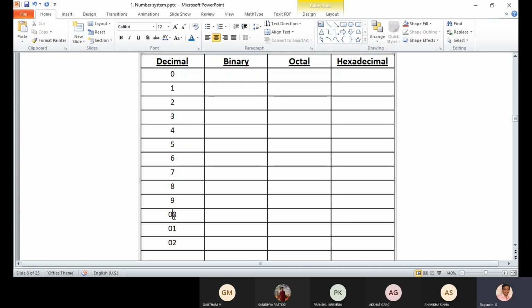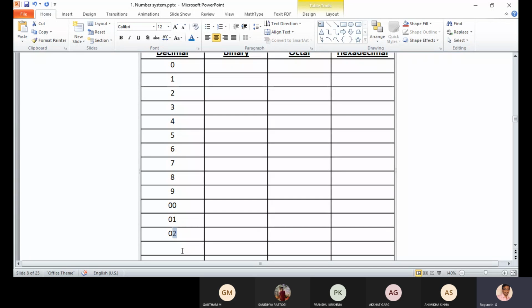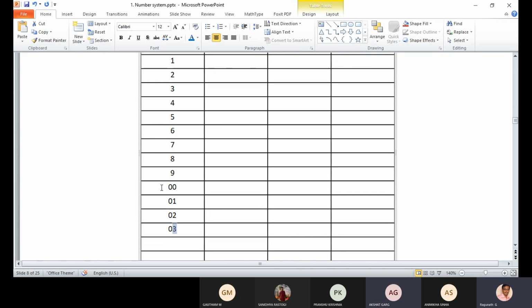Am I correct? Yes or no? Yes, sir. Actually, what is this value now? This is 0. Already we have taken 0 in the sequence or not? Yes, sir, 0 is there. And similarly, 1 is there or not in the sequence? Yes. And 2 also there. And if I write 03, what is the equivalent value? That is 3. So the 3 is also available in the sequence. So that's why we don't want to write 00, 01, 02, 03 up to 09.